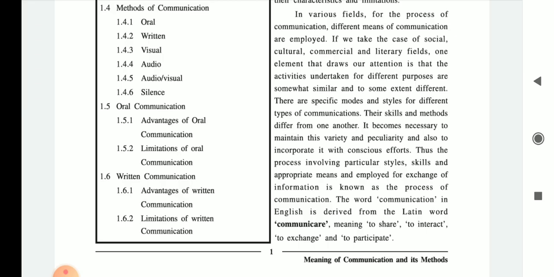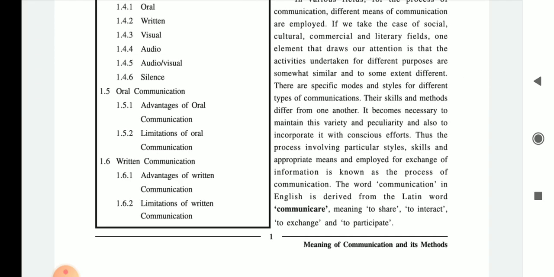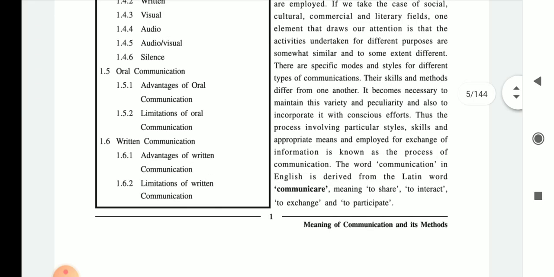It becomes necessary to maintain this variety and peculiarity, and also to incorporate them with conscious efforts. See friends, it is necessary to maintain its variety. You all know that in the modern era you have to maintain the quality and variety as well as the peculiarities. Peculiarity means your punctuality and your efforts should be maintained to communicate and to stay alive in the market.